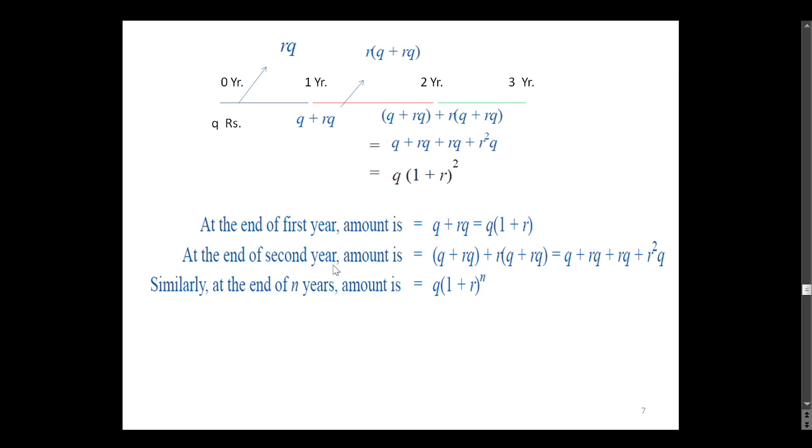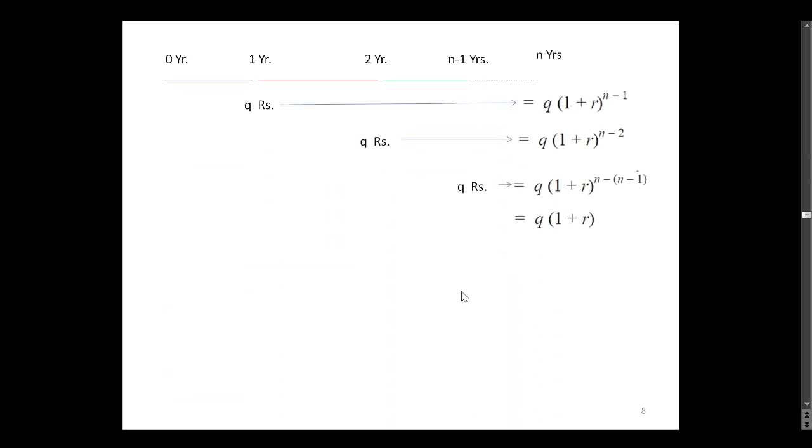At the end of second year, the same amount becomes Q plus RQ plus R(Q plus RQ). Okay. So similarly, at the end of N years, the Q amount will become Q(1 + R)^N. Now this concept is used here.